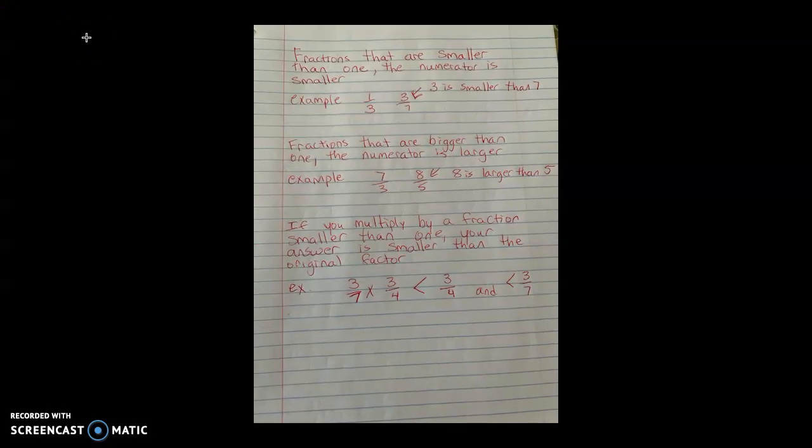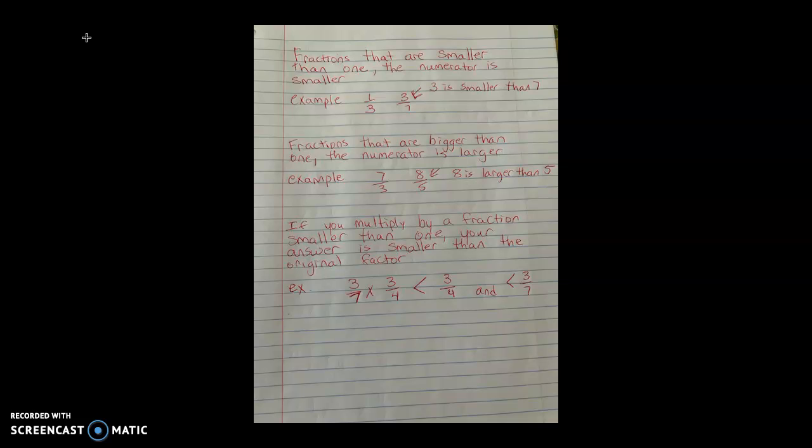Today we're going to talk about comparing fractions when you multiply. The first thing you need to understand is that fractions are smaller than 1 whole. So think of a piece of paper. If you divide it in half, 1/2 is smaller than 1 whole. So if a fraction is smaller than 1 whole, the numerator, which is the top number, is smaller. For example, 1/3 is smaller than 1 whole. It means you took a piece of paper and divided it into 3 pieces. Or 3/7 is smaller than 1 whole.